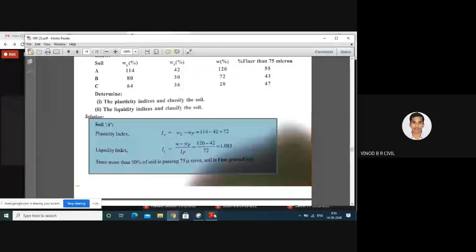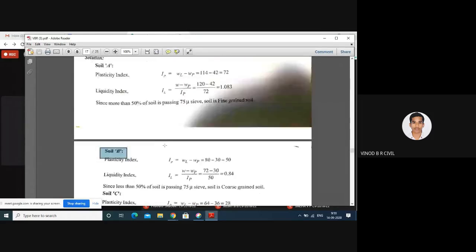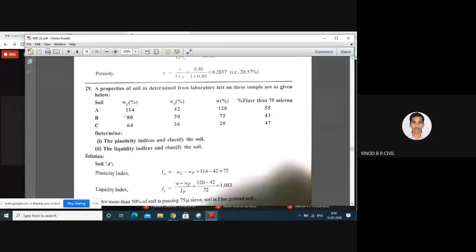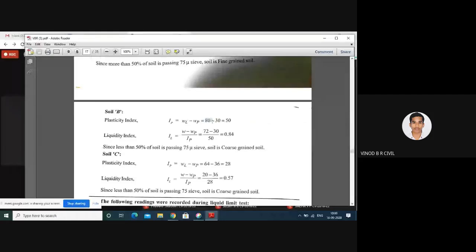Next, soil B. Plasticity index, denoted by IP, is liquid limit minus plastic limit. For soil B, they gave in the problem liquid limit 80 and plastic limit 30. 80 minus 30 is 50. That is the plasticity index.